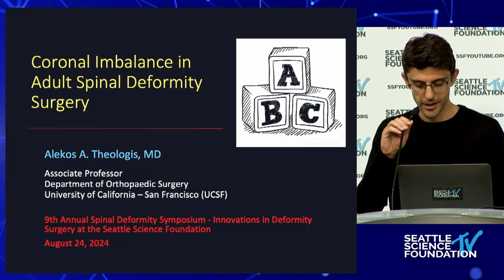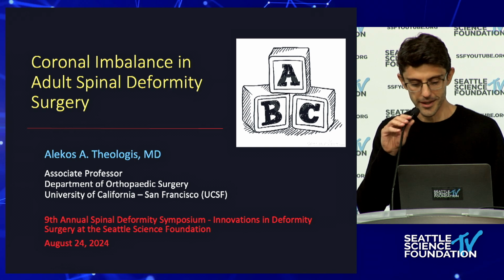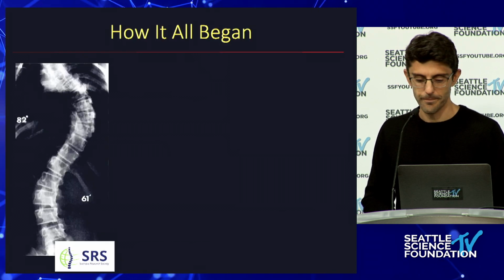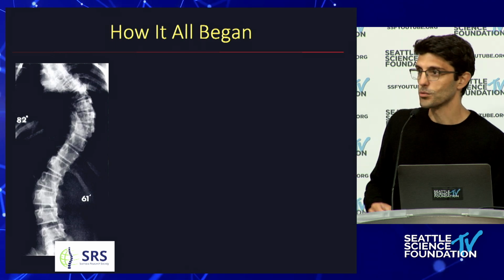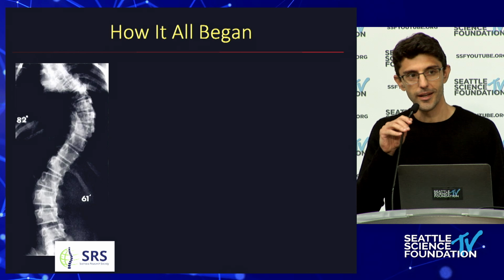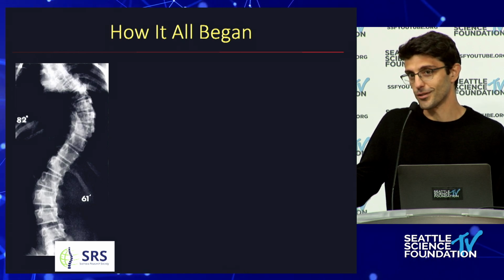Always an honor to be here, and looking forward to sharing with you guys coronal imbalance in adult spinal deformity, kind of the lost stepchild of deformity, but I want to talk to you about why it's so important. So really the coronal plane is where it all began. So our major deformity organization, the Scoliosis Research Society, is on scoliosis.